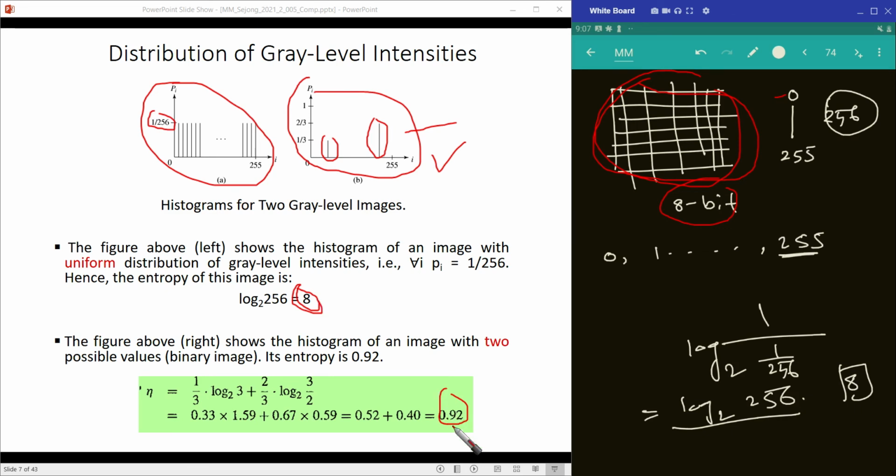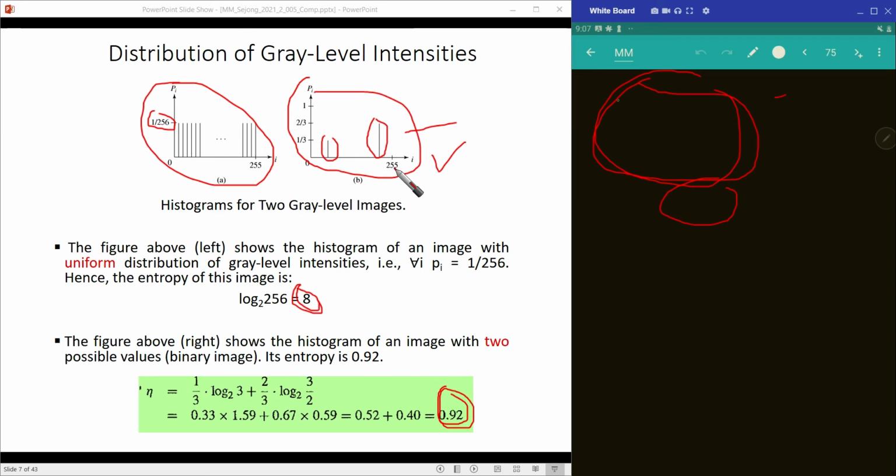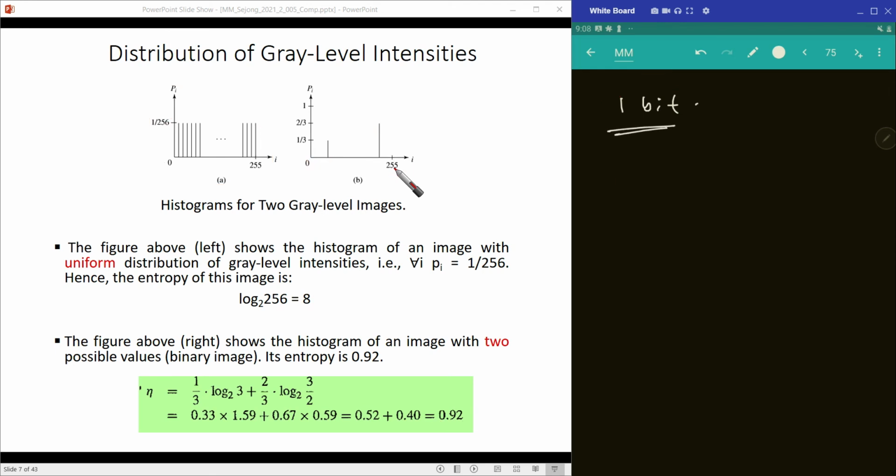But in this other case, how about this one? This is 0.92, our entropy. For a binary image we usually assign 1 bit per pixel. But our entropy suggests that it is possible to represent that information by assigning on average 0.92 bits for each symbol. So that means in this case compression is somehow possible. So why then do we measure the entropy?